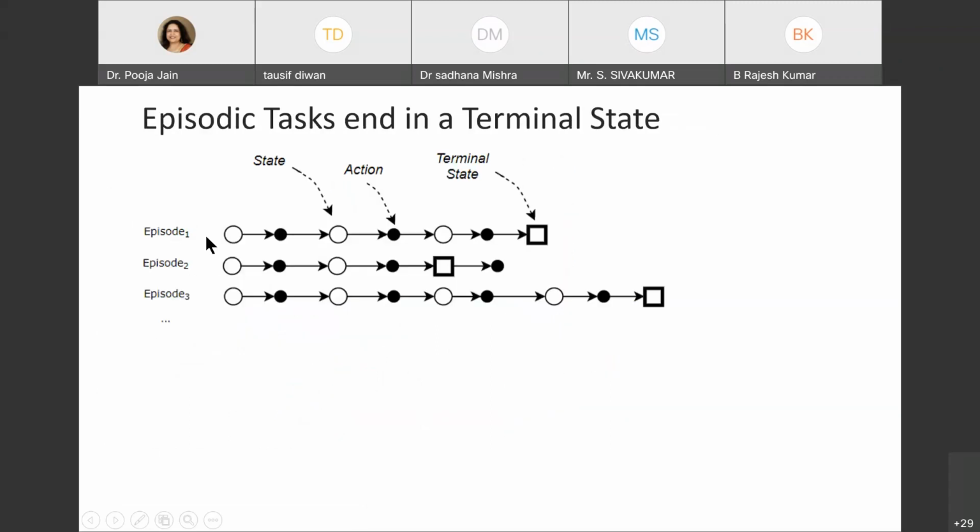See this, episode 1 is like this: state, action, terminal state. Terminal state means either you or the opponent wins the game. It is also possible that at some point the game is just halted and nobody can win. Okay, this is episode 2. Just look at this. It is possible that nobody wins the game. It's a draw.